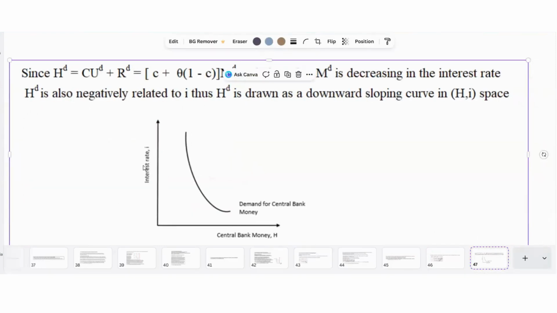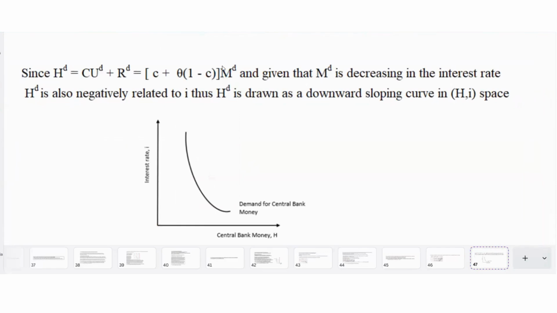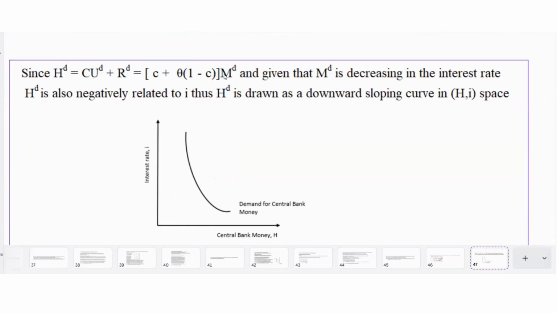Now, since HD is [c plus theta (1 minus c)] MD, and given that money demand is decreasing in the interest rate, we talked about why. Because the interest rate here we're talking about is the interest rate on bonds, which is your alternative way of keeping your wealth rather than in the form of money, right? Because when you're holding money, you're giving up the interest you could have earned. So it's the opportunity cost of holding wealth in the form of money rather than interest-bearing bonds. So here we know HD is [c plus theta (1 minus c)] MD, and MD is decreasing in the interest rate. So HD is also negatively related to i. Thus, when we draw the demand for central bank money, with central bank money on the horizontal axis and interest rate on the vertical axis, it's drawn as a downward sloping curve like this.